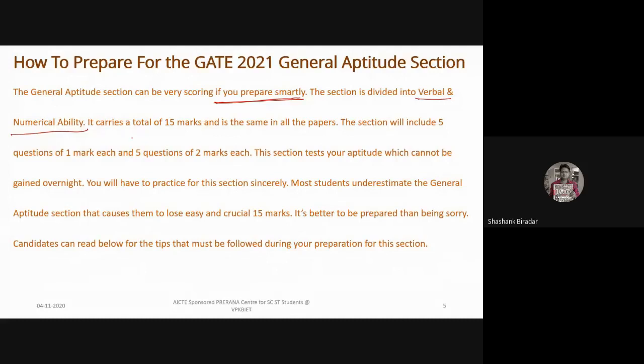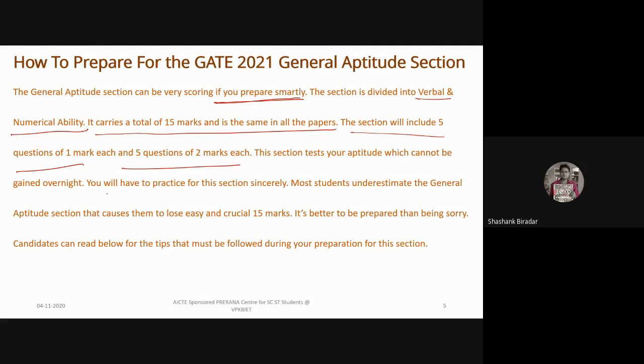Okay, so it carries 15 marks: 5 questions for 1 mark and 5 questions for 2 marks. This section tests your aptitude, which cannot be gained overnight. So this is a very, very important thing. You are already familiar with some of the things that you have to revise, rehearse, and practice so that it is possible to score in the general aptitude section.